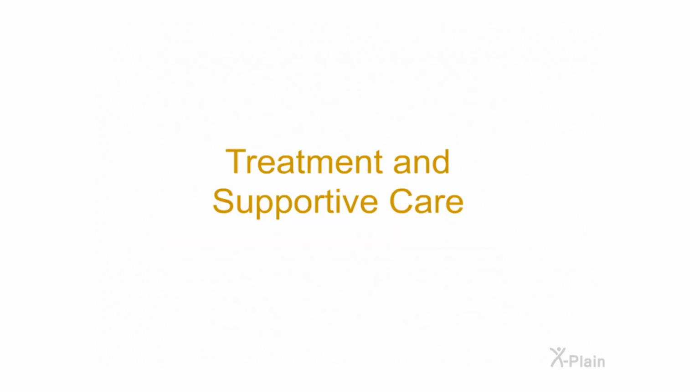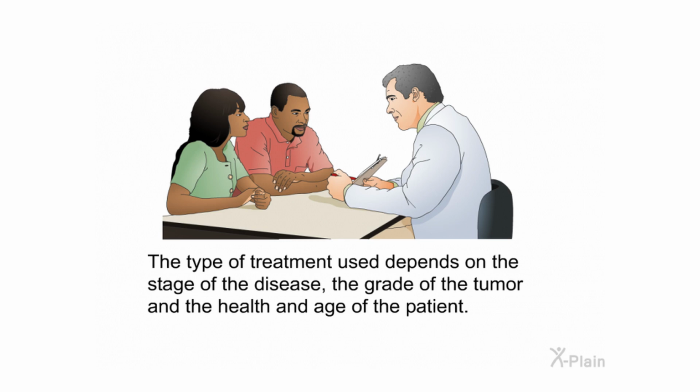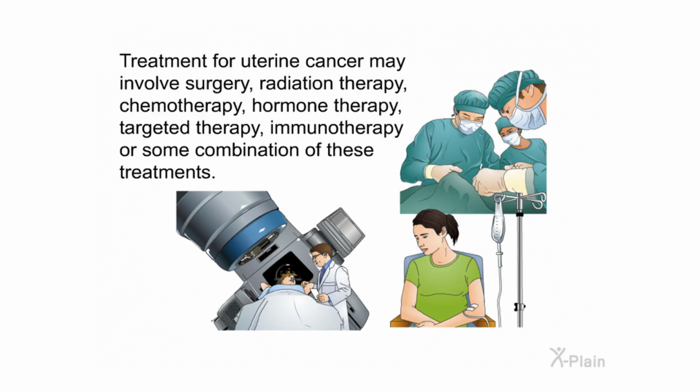Treatment and supportive care. The type of treatment used depends on the stage of the disease, the grade of the tumor, and the health and age of the patient. Treatment for uterine cancer may involve surgery, radiation therapy, chemotherapy, hormone therapy, targeted therapy, immunotherapy, or some combination of these treatments.